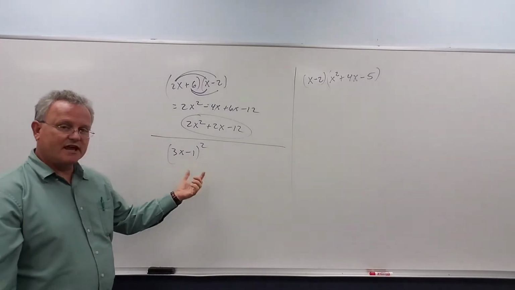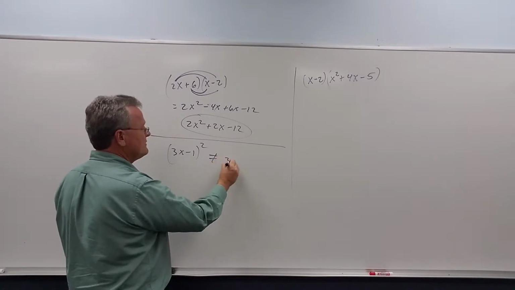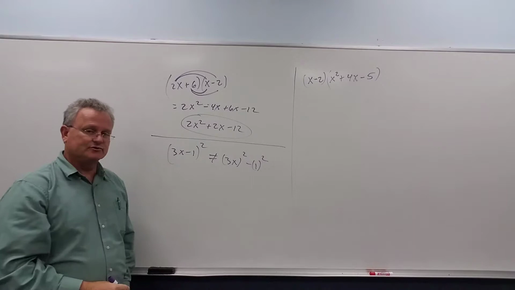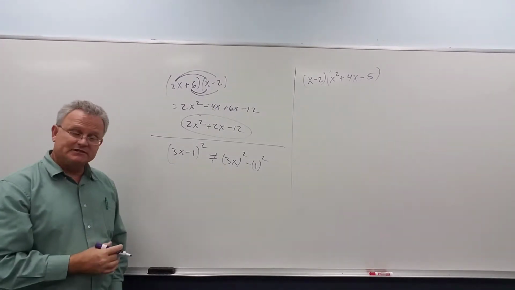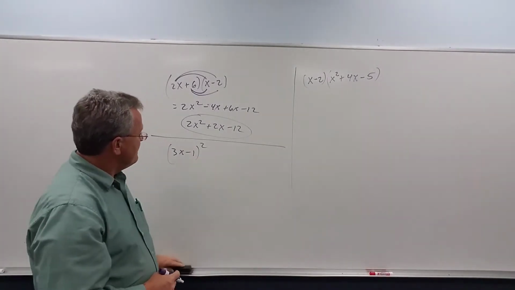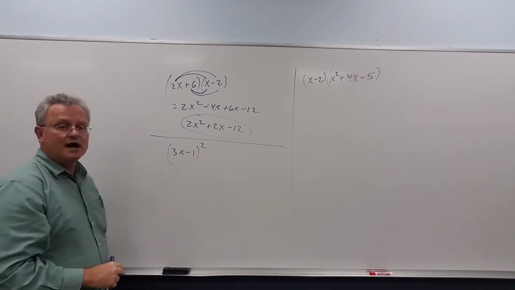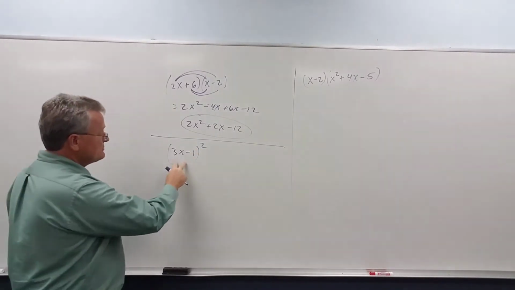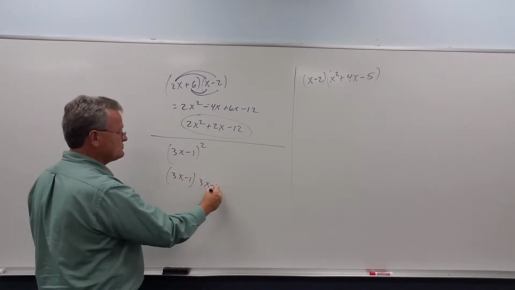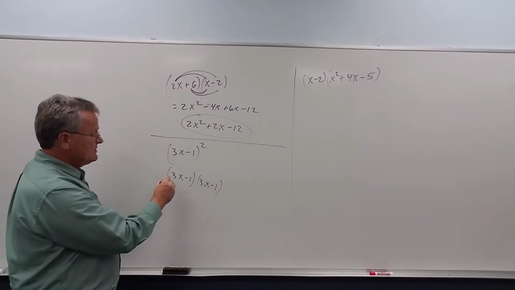the biggest mistake, let me just caution you, this is not equal to 3x squared minus 1 squared. That is not true. That's probably one of the biggest mistakes people make. What you've got to remember is this means we take 3x minus 1 and we multiply it 2 times. So this means 3x minus 1 times 3x minus 1. And now we're just back to the same idea here.